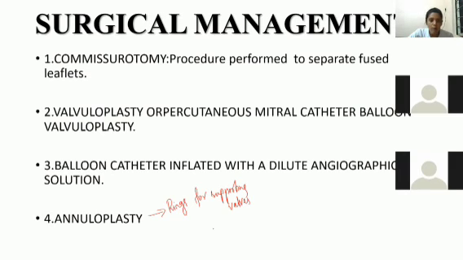According to the problem, we will do the surgical management. These are all conservative surgeries like commissurotomy and valvuloplasty, where we repair the present valve. With the balloon catheter inflated with a dilute angiographic solution also, we are not replacing; with the same valve, we do some repair. In annuloplasty, the annulus will be repaired. And if no other ways are there, and the medical management and these conservative surgical managements have failed, then we will go for what?